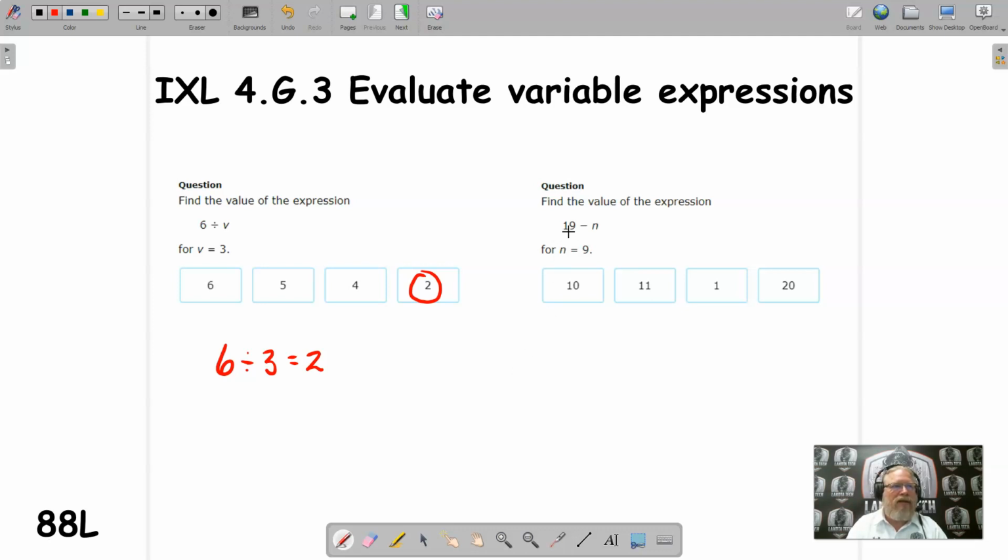On the second question, it says 19 minus n. We're to subtract the value of n from 19. Here they're telling us that n is equal to 9. So let's rewrite the expression, but this time, instead of n, we're going to include the 9 because that's what they're telling us the value of n is. And 19 minus 9 is 10. So the correct answer is 10.